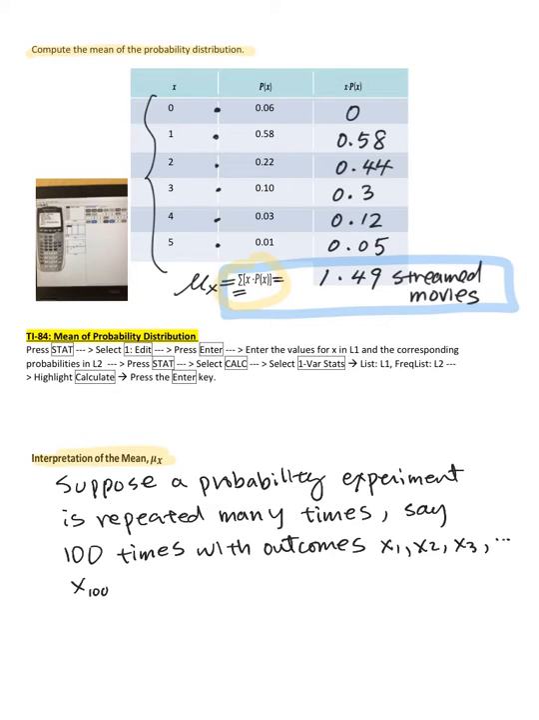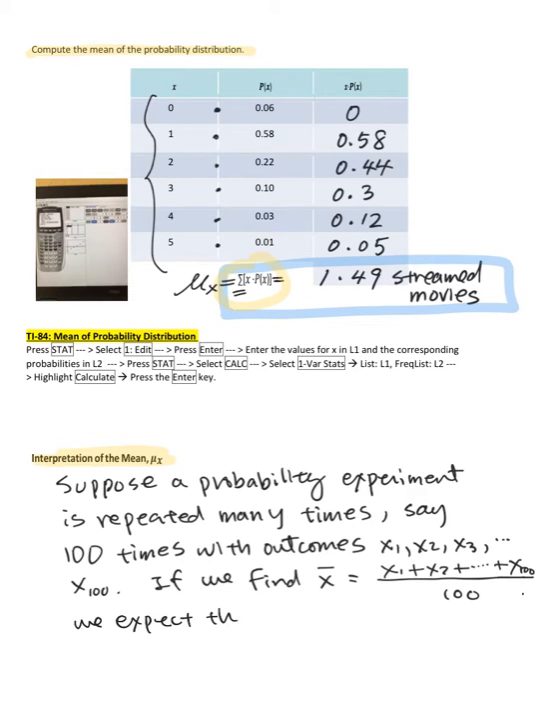Now, if we calculate x bar from that sample, meaning the average, you find the average number of movies streamed by 100 customers. What do we do? We add up all the data values and divide the total by 100. So x bar is x1 plus x2 plus all the way up to x100, and we divide that total by 100. That will give us x bar. Then what we expect is that the value of x bar will be pretty close to the value of mu of x, which is the mean of the probability distribution up here.